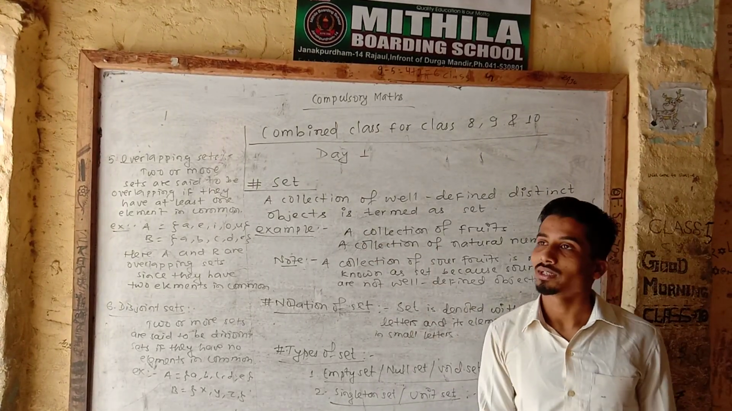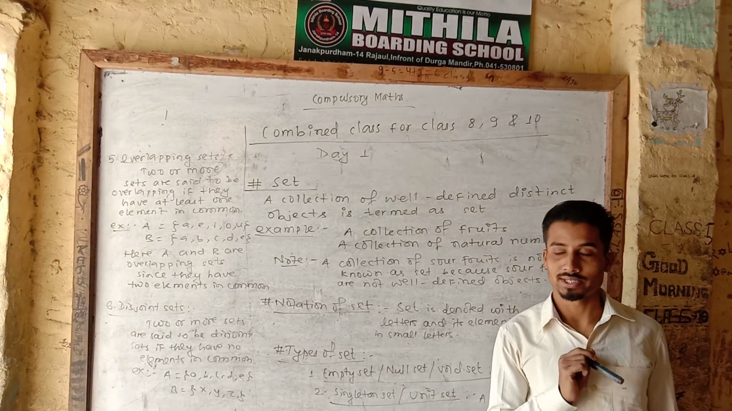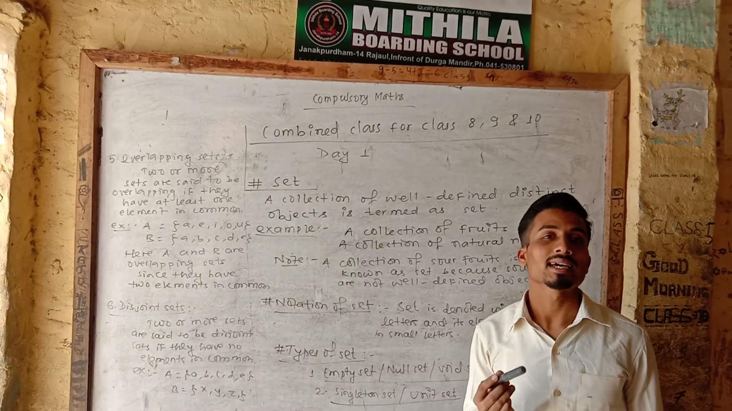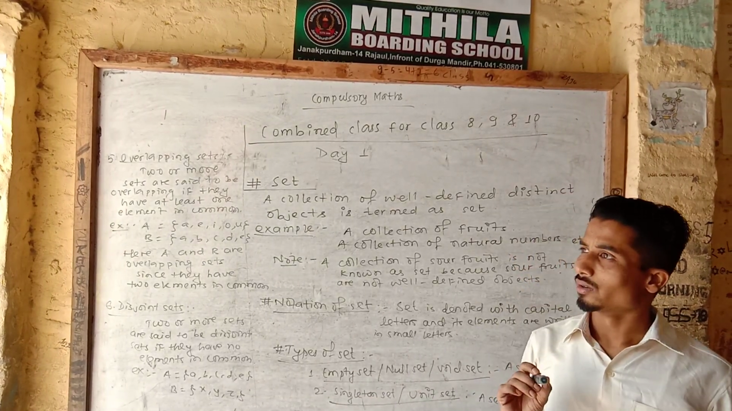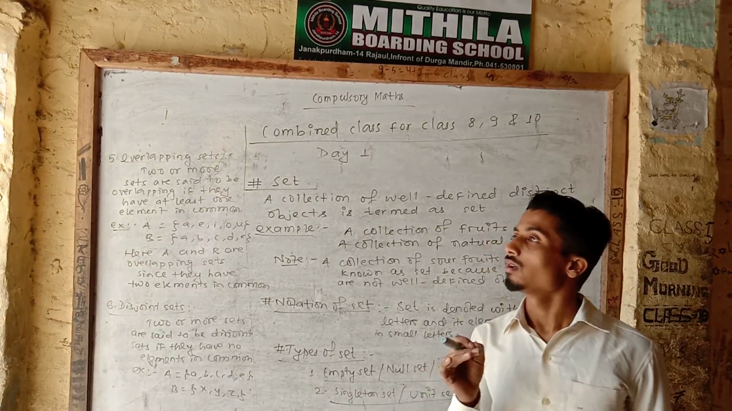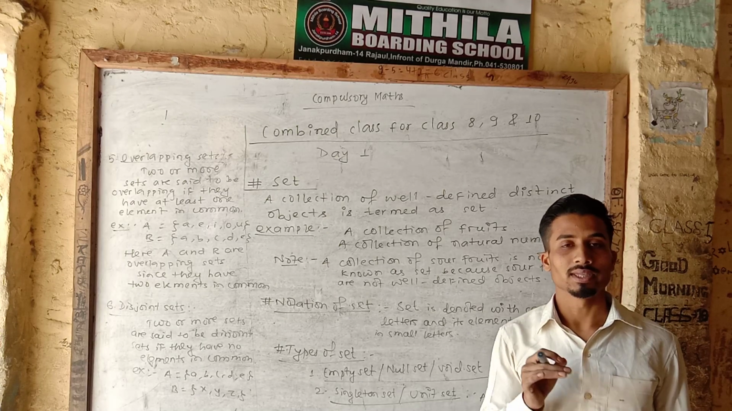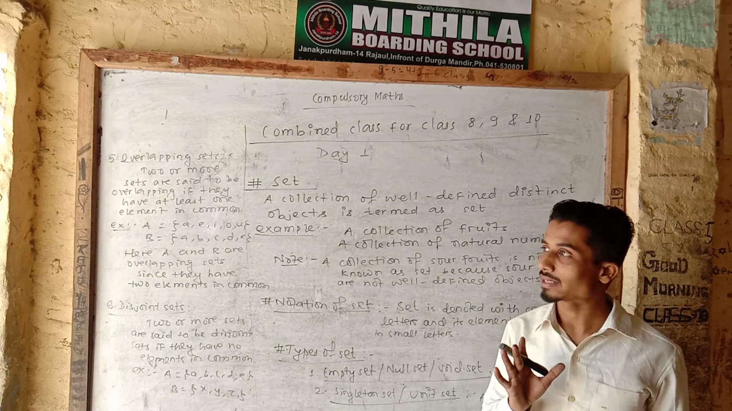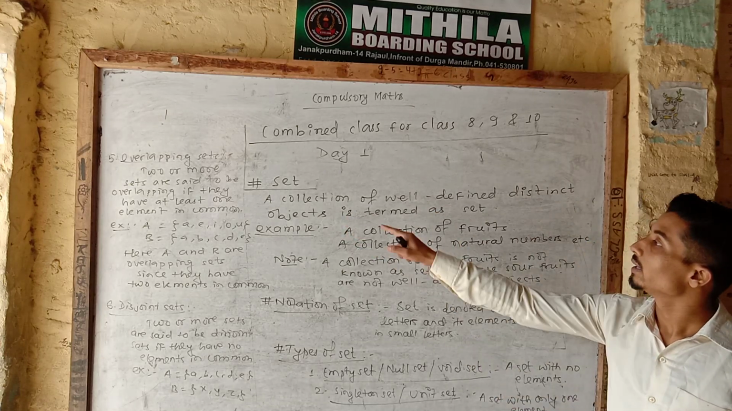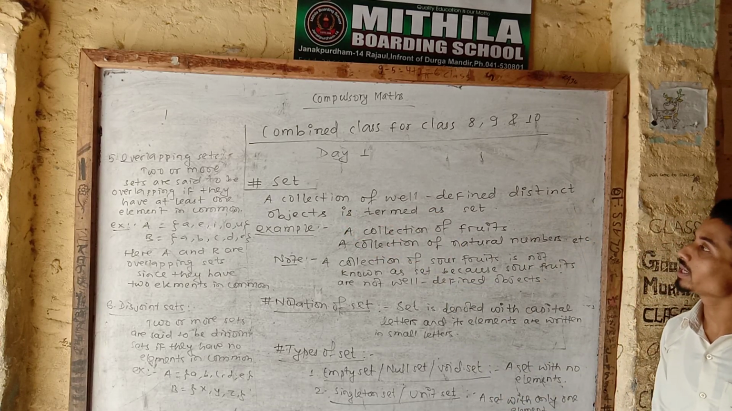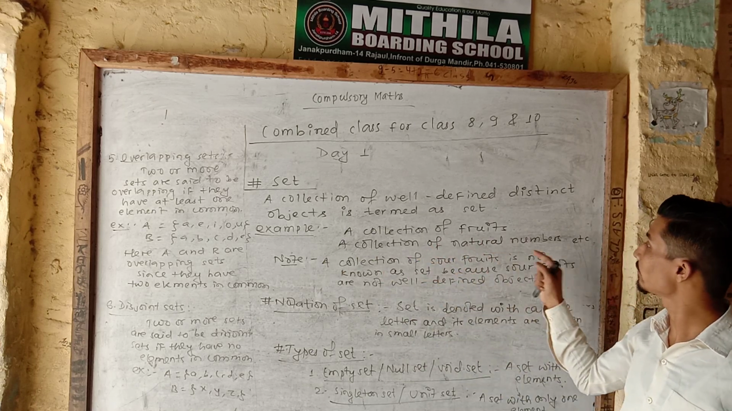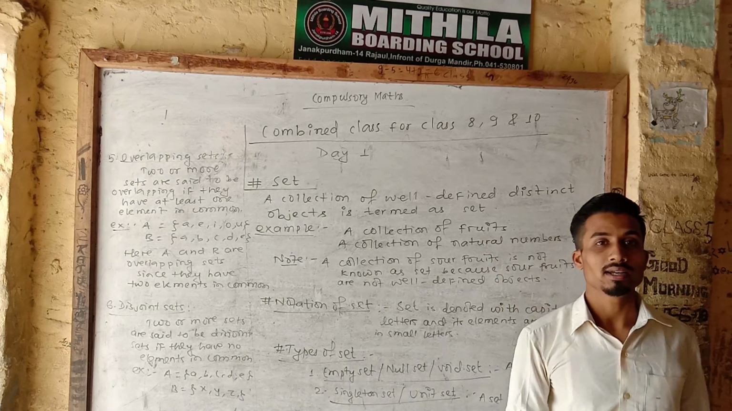Before starting the chapter, we'll understand the meaning of set. Generally, we understand set as a collection of objects, but we should not term every collection of objects as a set, because for being a set there must be well-defined objects. For example, a collection of well-defined distinct objects is termed as a set, and the examples I have given here: the collection of fruits, a collection of natural numbers. These examples are sets.